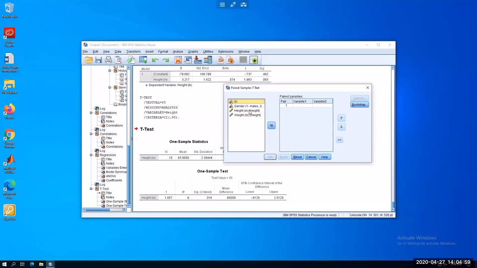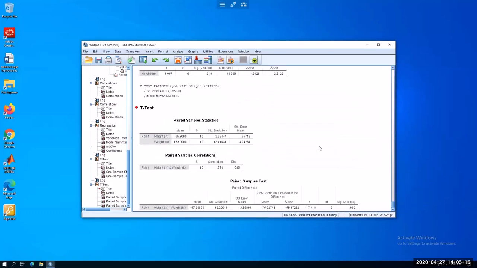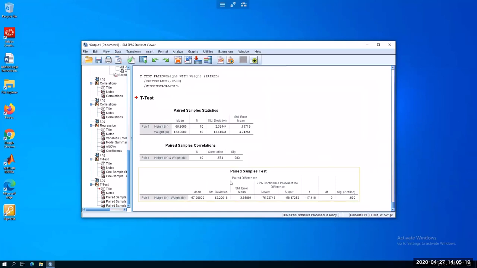I will put height as my variable one. So select height first, and then select weight as our second variable. And click OK. So again, we're comparing these two means, height 65.8 and weight of 133. Without even doing any further analysis, I expect these two means to be significantly different. I expect to reject the null hypothesis. So let's try those three. I won't use the t-value. I will just use the confidence interval and p-value. The p-value is the easiest and that's enough.